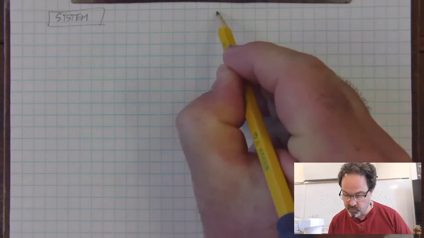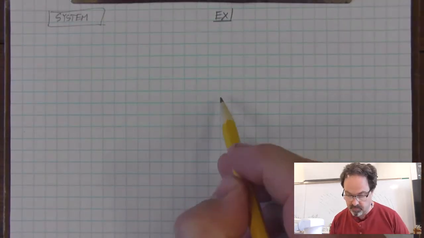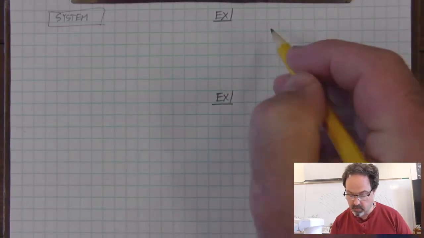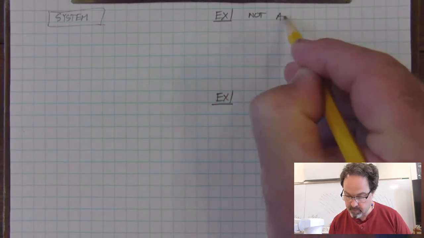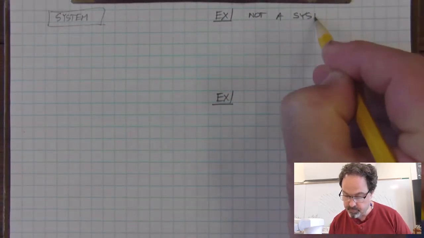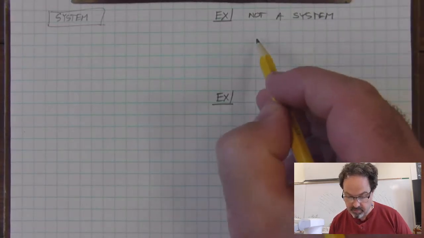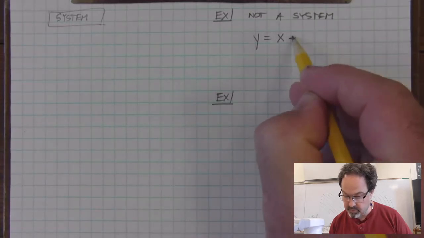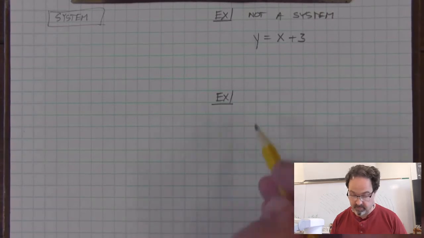I'm going to provide two examples here. One will be an example of what we're going to call a system, and one is not. The first one is not a system. We're going to give an example of a single equation, y is equal to x plus 3, and compare it to an example that is a system.